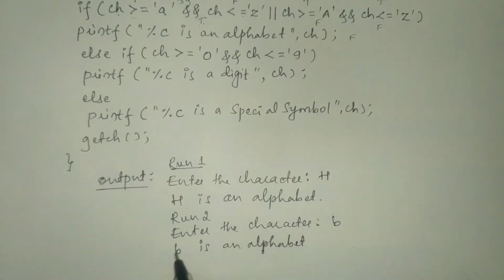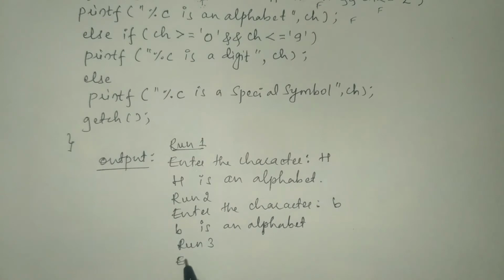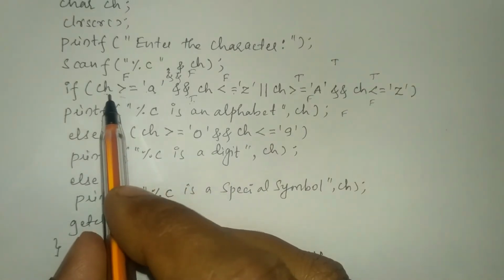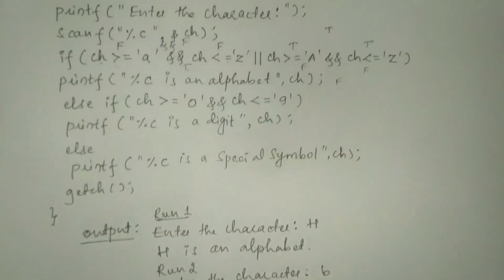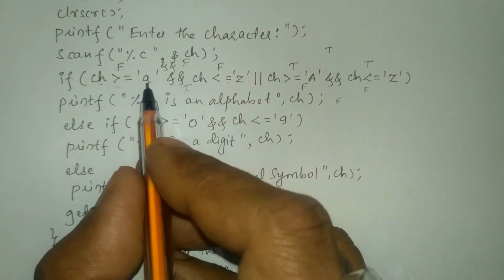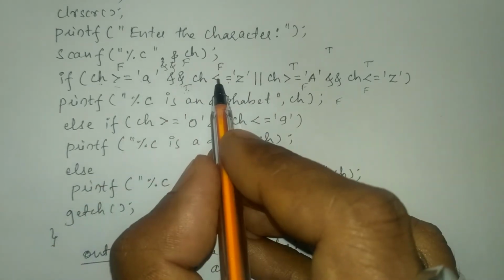Next, run 3. So I'm going to run this particular program the third time. Again it will ask the user to enter the character. Now I am going to enter 5. So 5 is a digit, we know that, right? Here we are going to check the condition. CH is what right now? It is 5, right? Yes. Now CH is greater than or equal to a? No, false. Whether CH is less than or equal to Z? False. False, false is false.